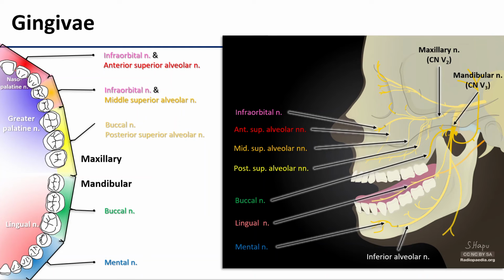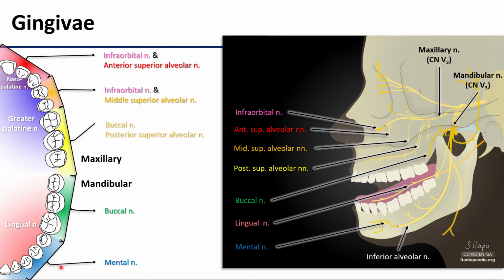The maxillary lingual gingivae, so lingual is this side over here by the tongue, are all butted up against the hard palate, which is innervated by the greater palatine nerve posterior to the canines and the nasopalatine anterior to them. So both of those are branches of the maxillary nerve.